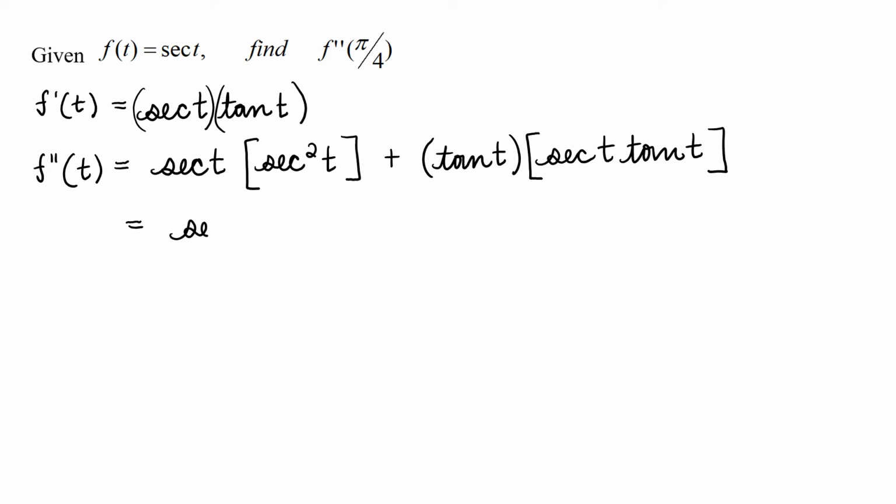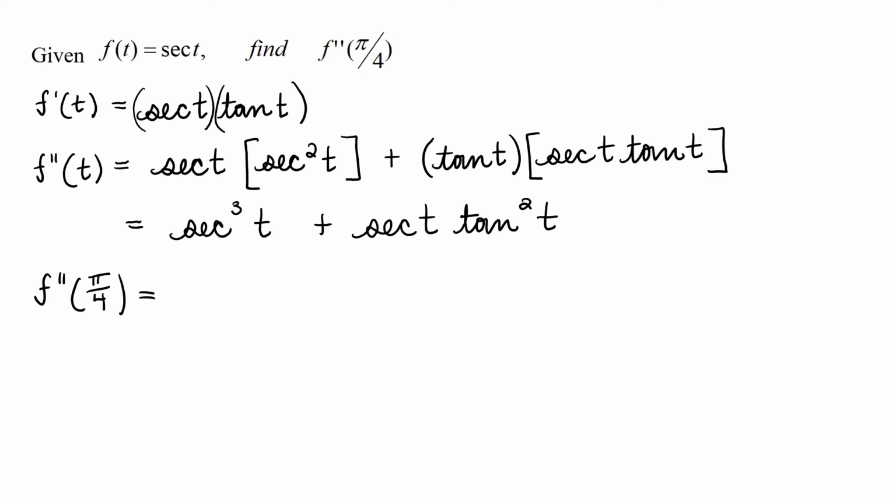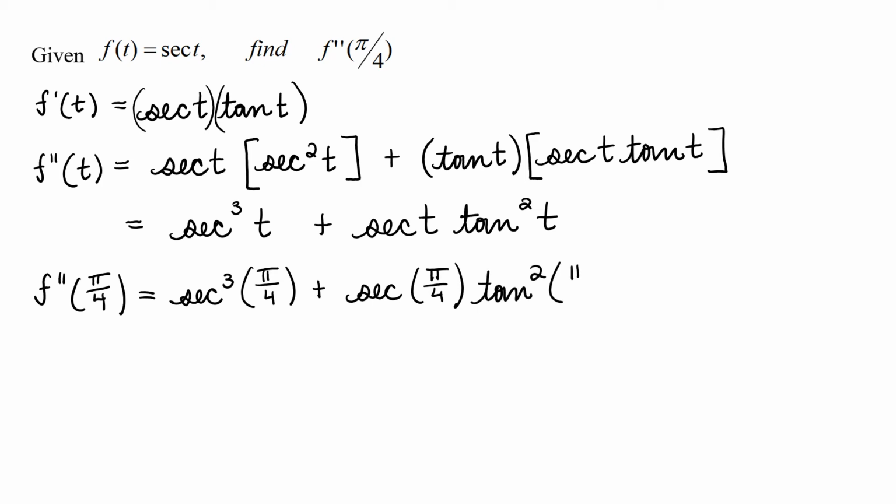So we have secant cubed t plus secant t tangent squared t. And we could probably factor things out if we wanted to, but we're just trying to find f double prime of pi over 4, so if we want, we can substitute from here. So this will give us secant cubed of pi over 4 plus secant pi over 4 times tangent squared pi over 4.